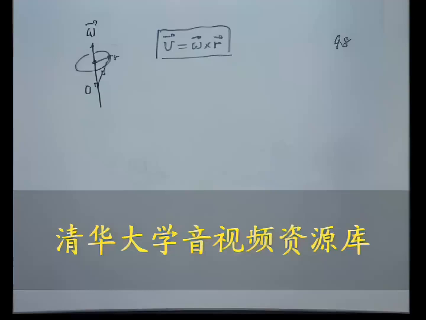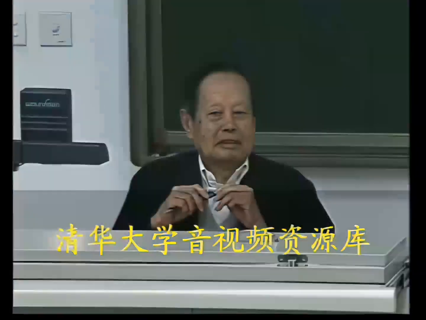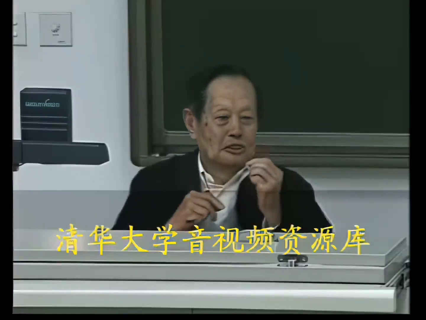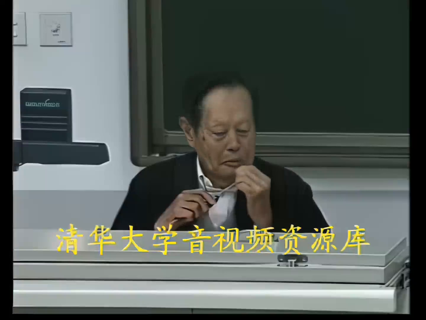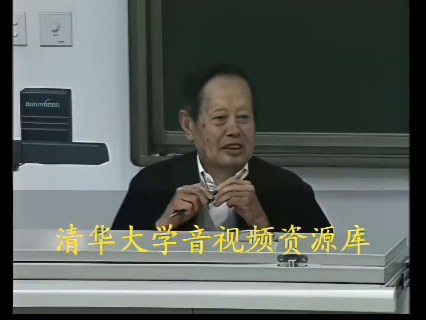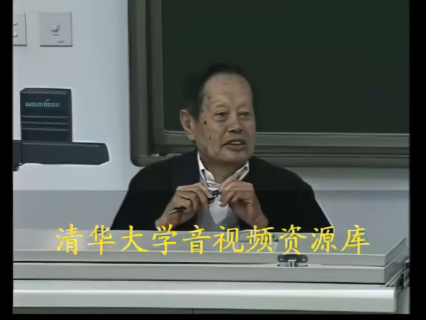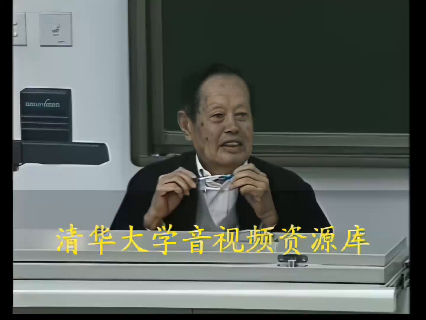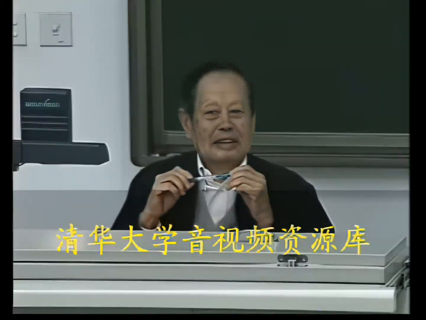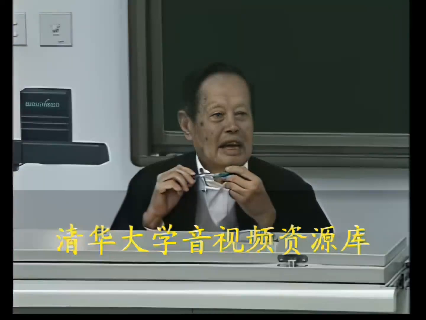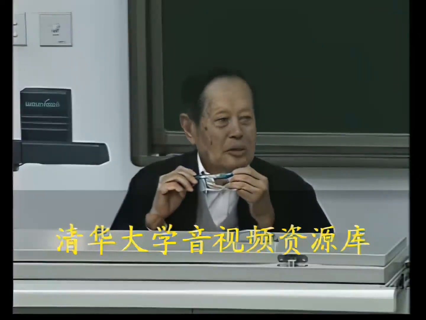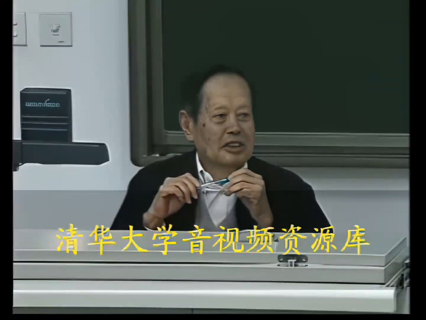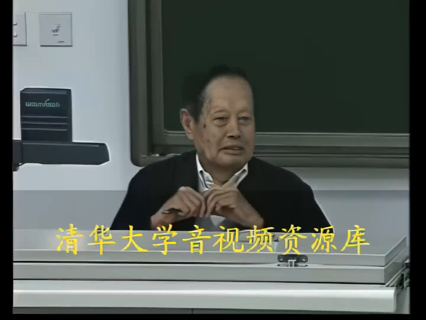So let's see what we have learned. What we have learned is that if a rigid body moves with one point not moving, one point fixed, then it has an omega. It has a vector angular velocity, and once you know that omega, you know the velocity of every point in the body.